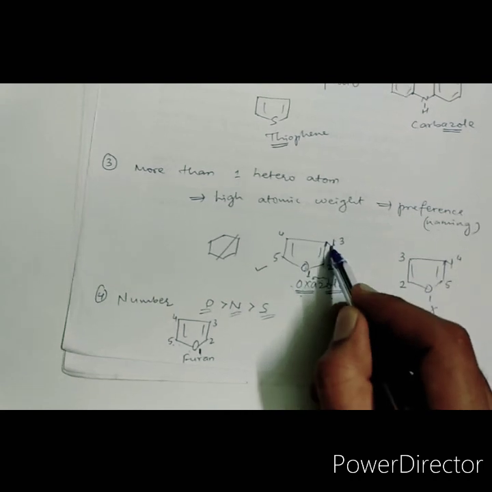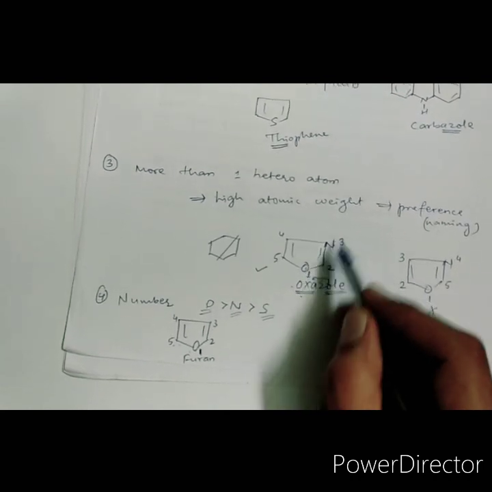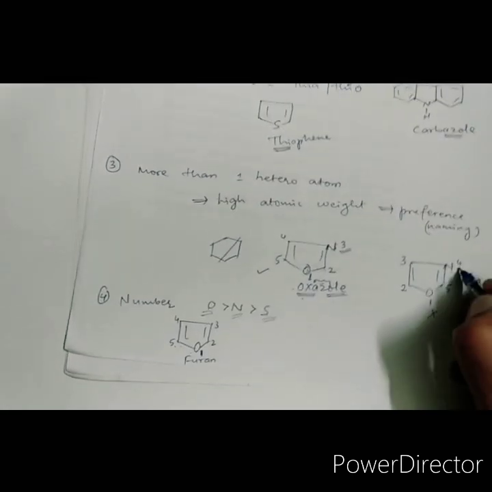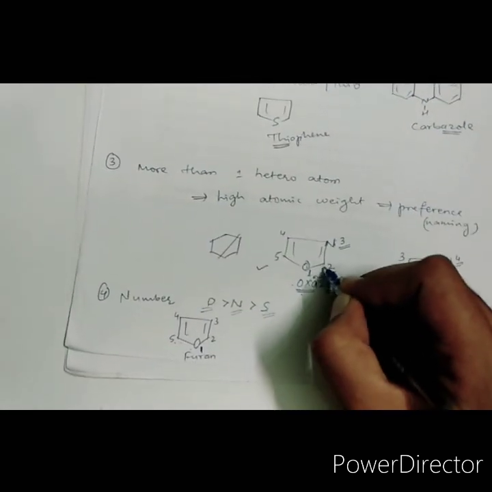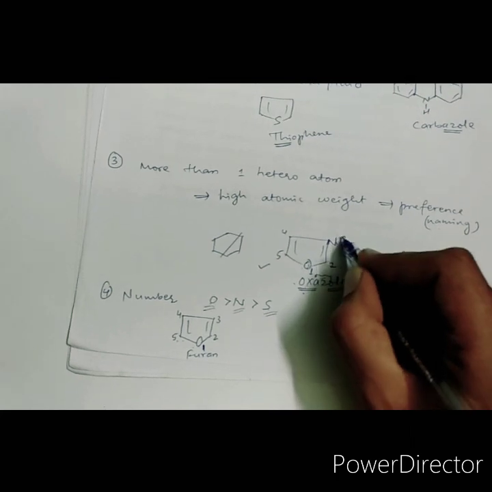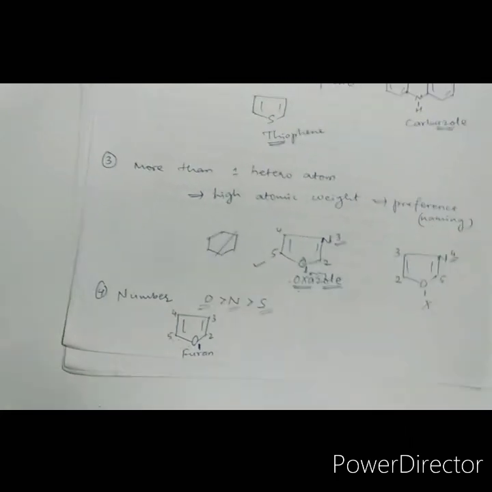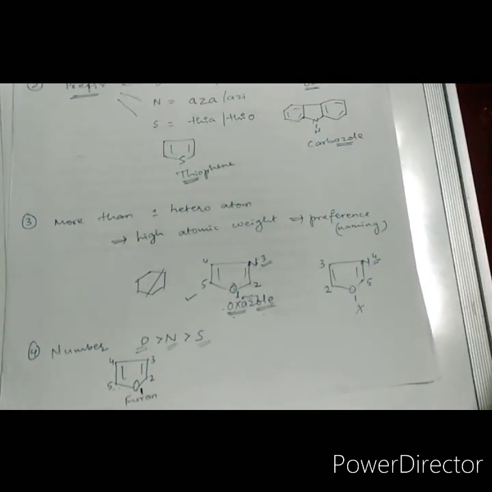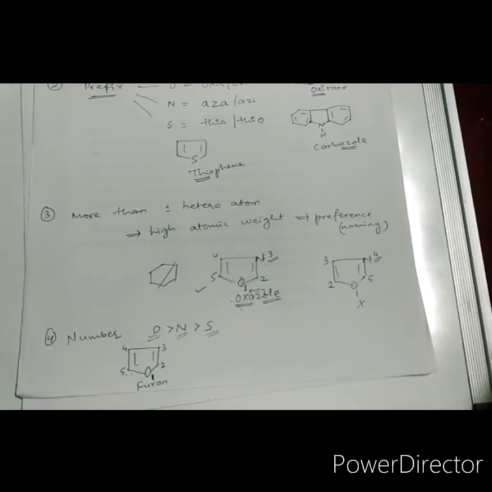That is, heteroatoms, if present, must get as low a number as possible. Here it is high, here it is low. So the second preference is given to this carbon and the third to nitrogen. So this is regarding the classification of heterocycles and nomenclature of heterocycles. Thank you.